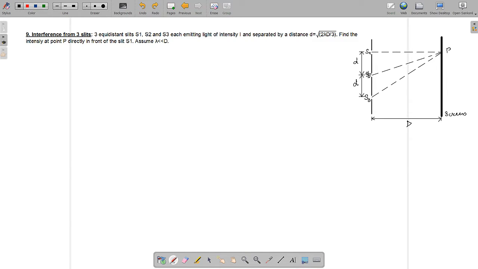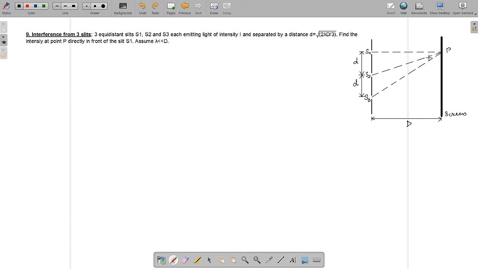We have to find the intensity of the light which reaches point P, which is directly in front of S1, and we have to assume that the wavelength of the light is much smaller than the distance between the screen and the slits. To analyze this, we first need to find the phase difference between the waves reaching this point. If the waves are reaching in phase, then the resultant amplitude will be the amplitude due to this plus this plus this.